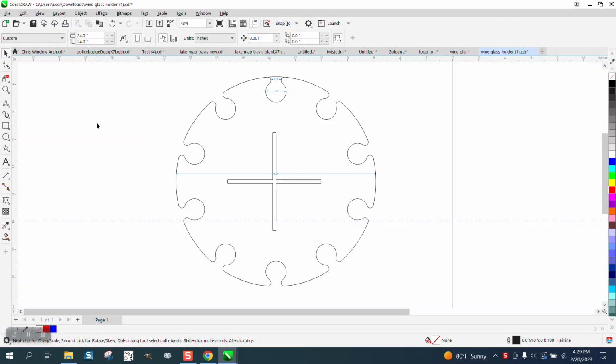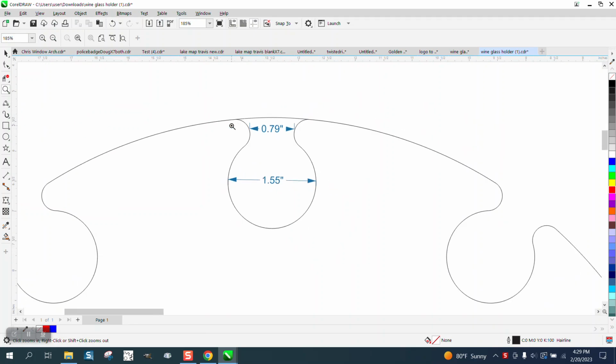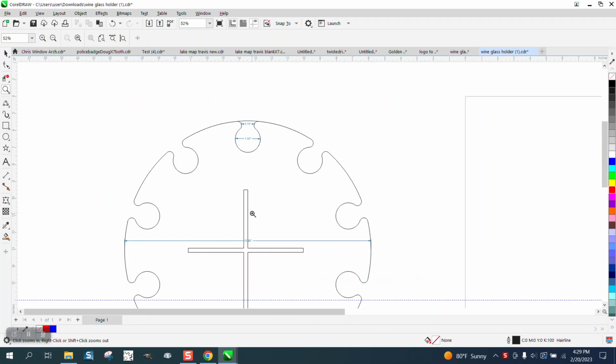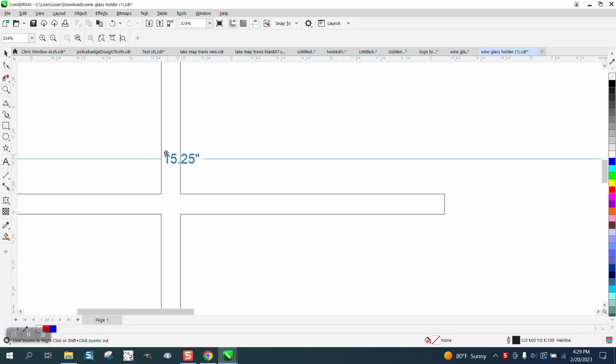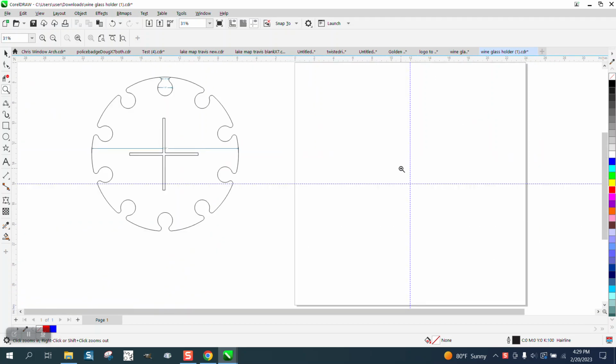Somebody sent me this file. It is a wine glass or a wine glass holder. He sent me three dimensions. It really helped quite a bit. The whole thing is 15.25. And for the one I'm doing it for, I made your page bigger.